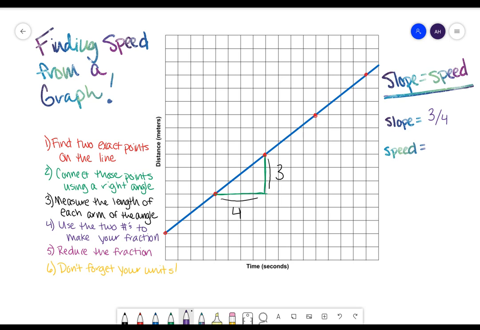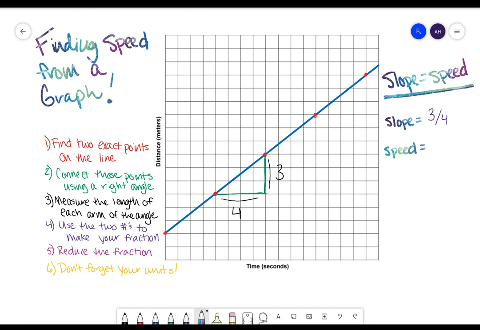Number 5 doesn't actually apply on this problem, but if I had chosen 2 points that were farther away, say I chose this point and this point instead, I would have had to reduce that fraction. Since I chose the two dots that were closer together, I don't have to reduce it.